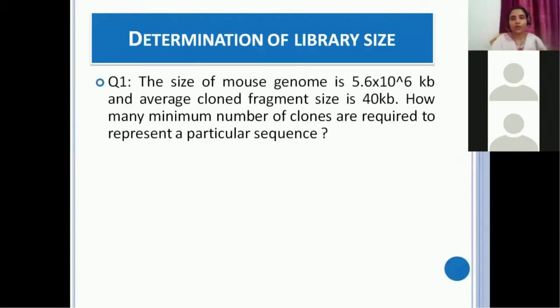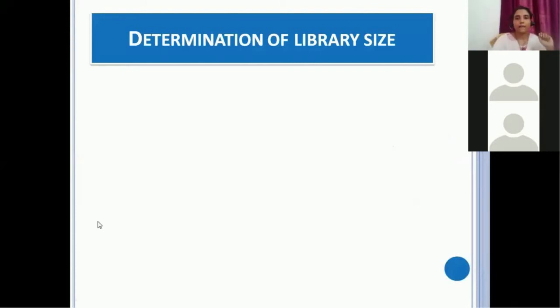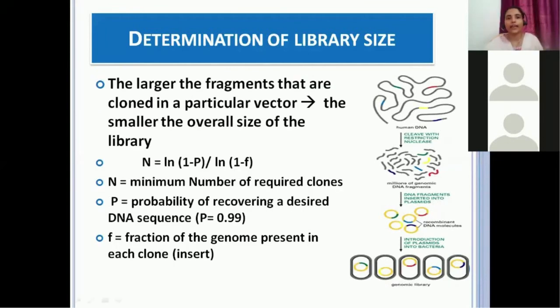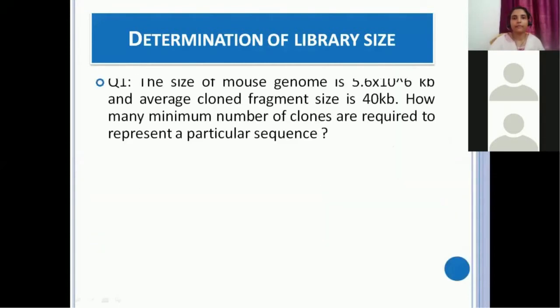Now I have a question for you all. So you know our formula, right? This is our formula: N is equal to ln(1 minus P) divided by ln(1 minus f). If you can see this question, can anyone tell me, or else I'll show you how we will solve this. The size of the mouse genome is 5.6 into 10 raised to 6 kilo base pairs, and the average clone fragment size is 40 kb. How many minimum number of clones are required to represent a particular sequence?